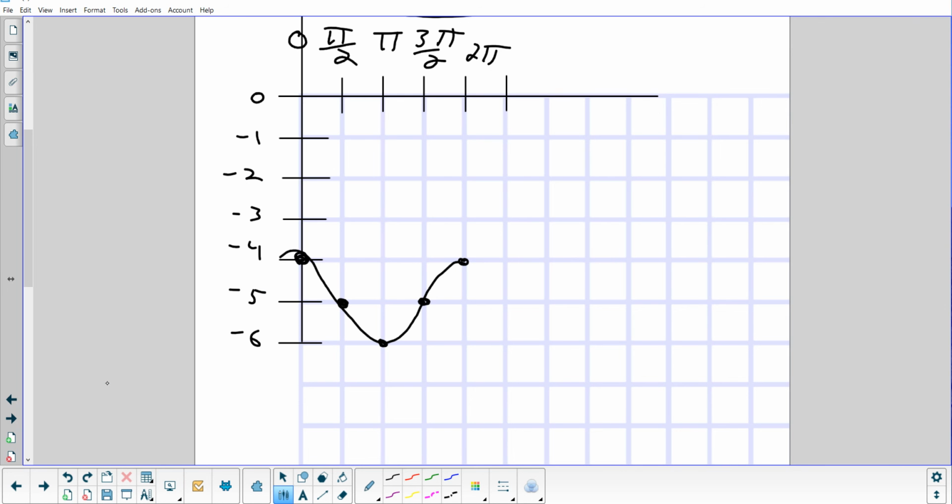Okay, questions on it? All right, so we've looked at 3 out of 4 of the transformations. We've done phase shift, left and right shifting, vertical shift, up and down, and we've done vertical stretch. So the last one we have to look at tomorrow is a horizontal stretch. So we'll finish that up tomorrow, and then Thursday will be a review day.